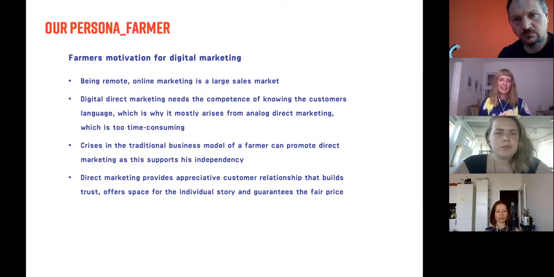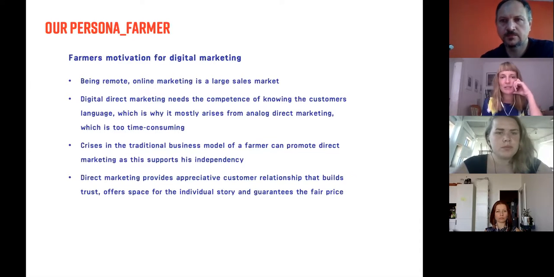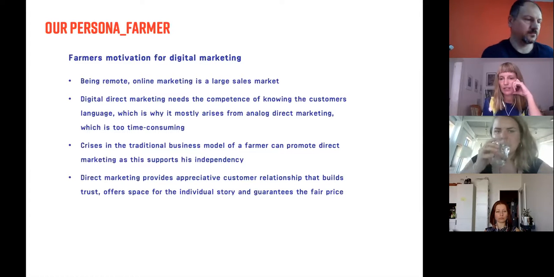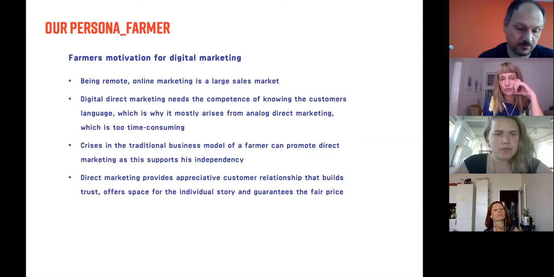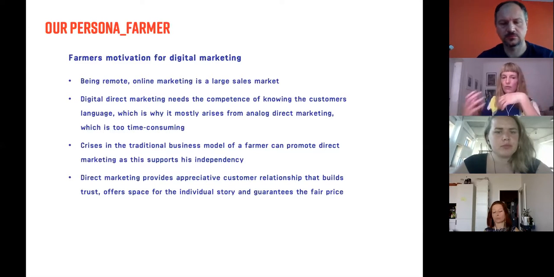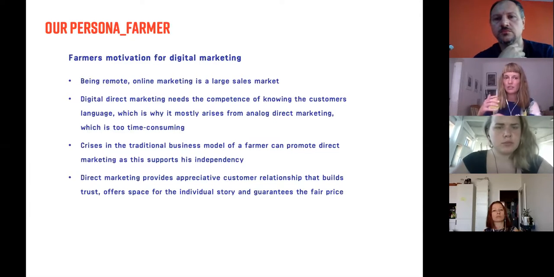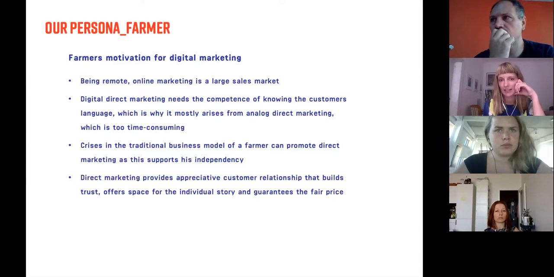So one motivation for farmers to use online marketing is when they are remote. So when there is no sales market around, then online marketing is a really huge opportunity for them. And mostly farmers use direct marketing digitally when they already use it analog. So this means that they already know how to communicate with the customer, and then they turn it from analog to digital. But it's not so likely that farmers who have never done direct marketing in any way do it. So this is one fact.